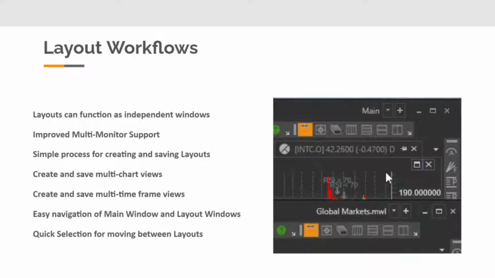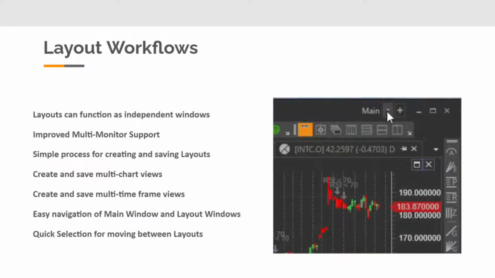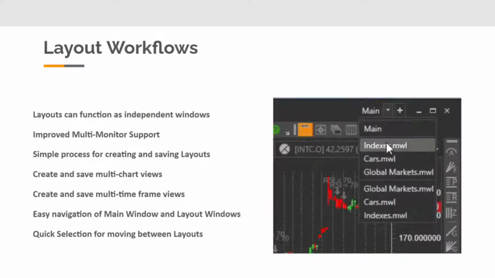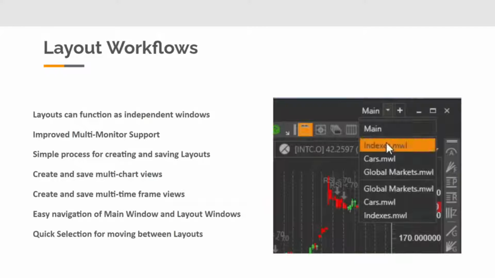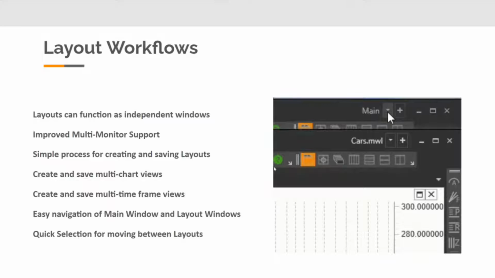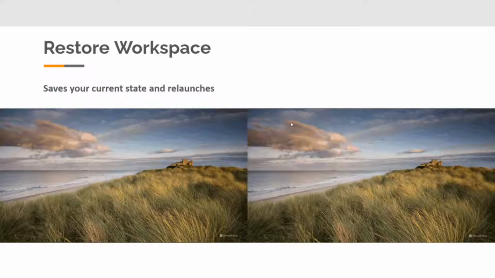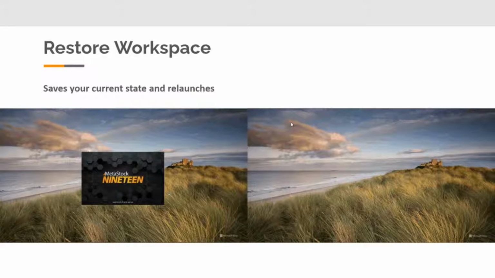So I showed how you can save multi-chart views, multiple time frame views, easy navigation of the main window and layout window. You can see where it says main, and then the title of what we saved it as, and then the quick selection between choosing different layouts there. So let's move on to the next. The one good thing is, and I'm not going to show this, but if you close MetaStock, wherever you close it, it will restore its workspace as soon as you open it.